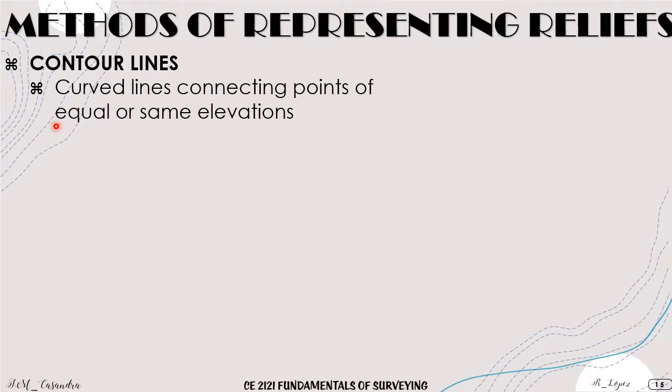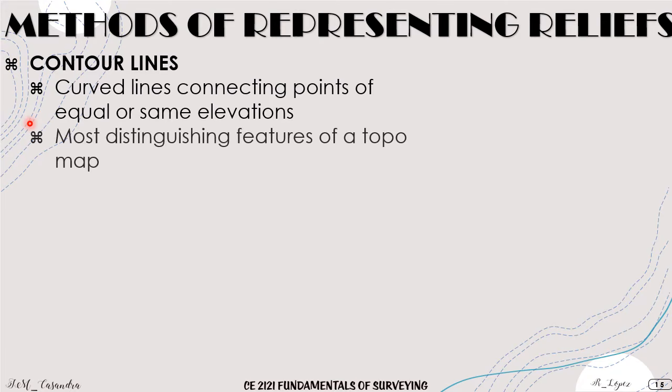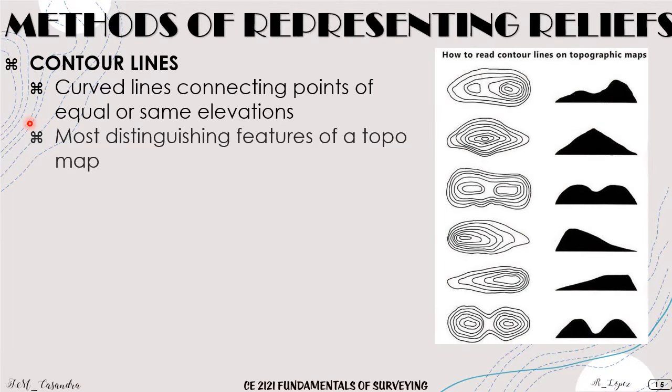So contour lines, as we have said, are curved lines that connect points of equal or same elevations. They are the most distinguishing features of a topo map or a topographic map. This is an example of a contour line that represents the topography of different land formations. So this one represents the highest point of this hill. This one would represent this. So this is a representation of this mountain.